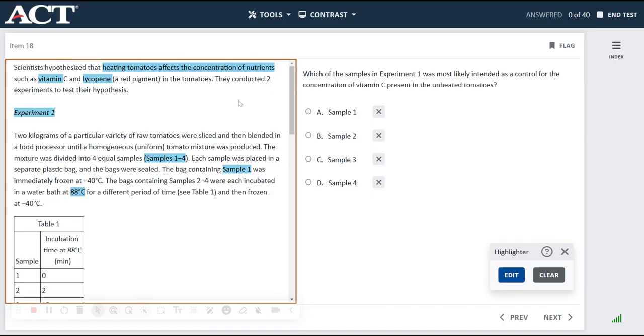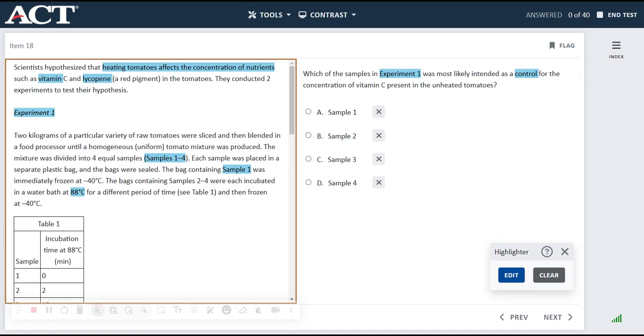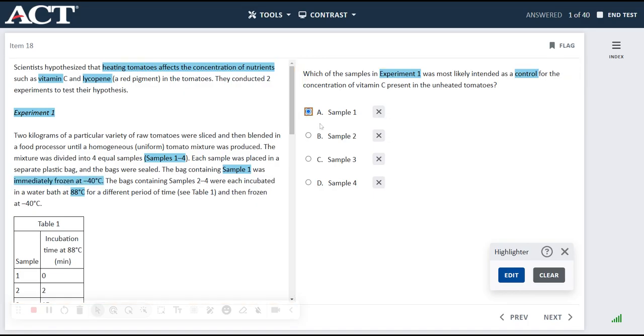So question number 1, which of the examples in experiment 1 was most likely a control? Oh, we already got that one. Because the control, the bag was sealed and immediately frozen at 40 degrees in sample 1. Little hint also, sample 1 is almost always the control. All right, it's the first one they pull out, so A.